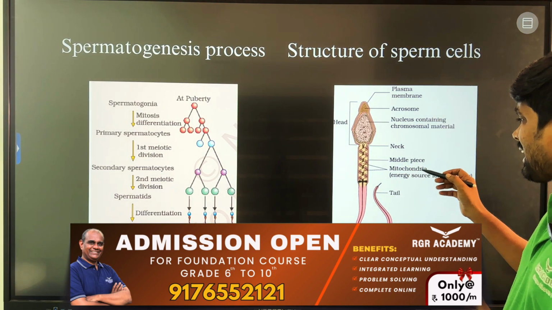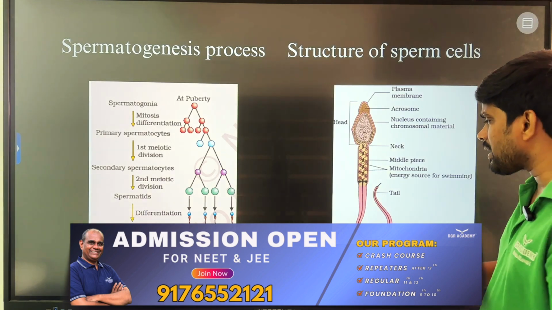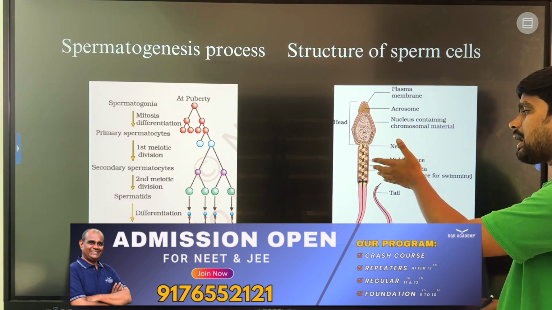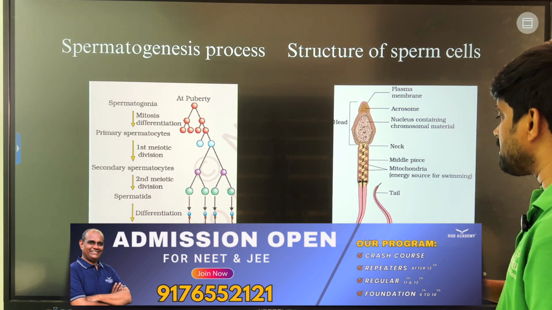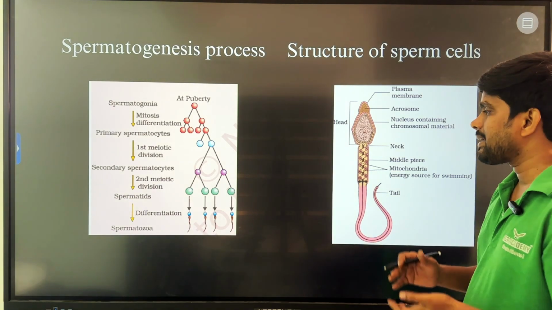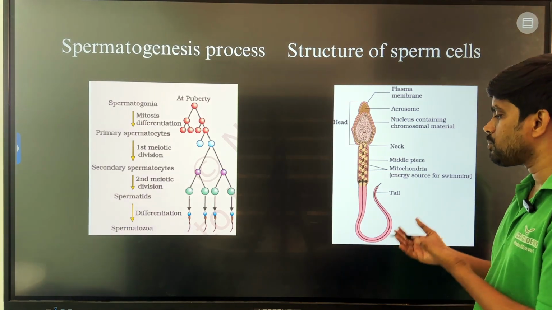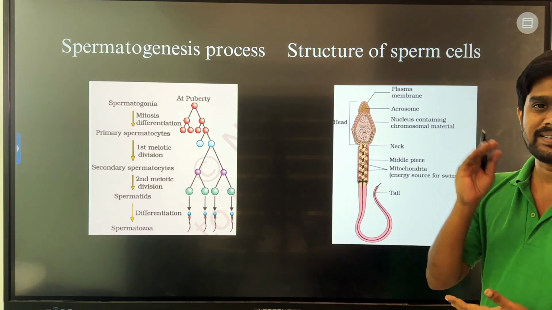And next, the neck and middle piece are filled with a large number of mitochondria. The mitochondria present in the middle piece of the sperm cell provide energy. And the tail is the motile organ. The motile organ mostly helps in the movement of the sperm cell in the female genital duct.